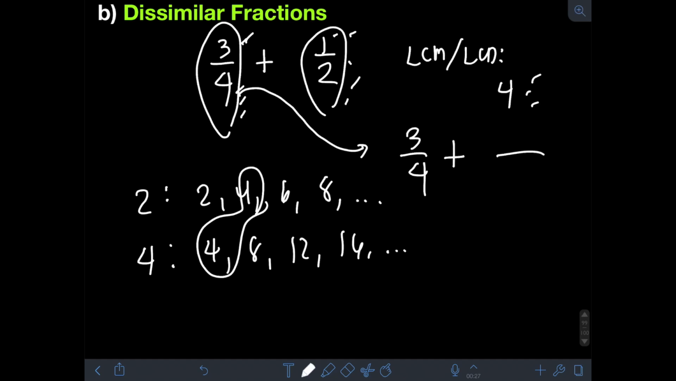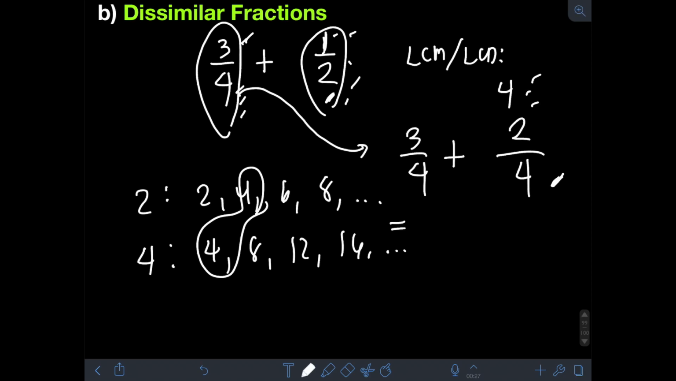So copy the new denominator of 1/2, which is 4, and then divide this 4, or the LCD, by the denominator of 1/2, which is 2. So 4 divided by 2 is 2, right? And then multiply the quotient by the numerator of 1/2, which is 1. So we have 2 times 1, or 2.